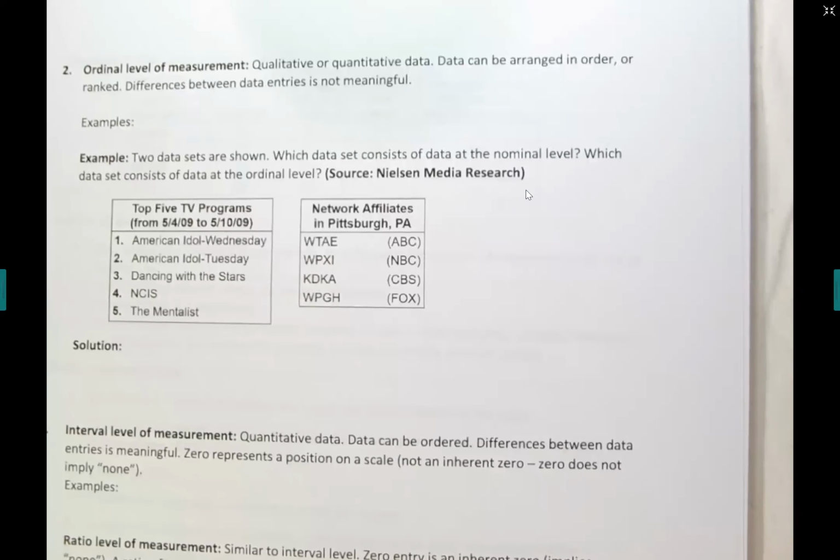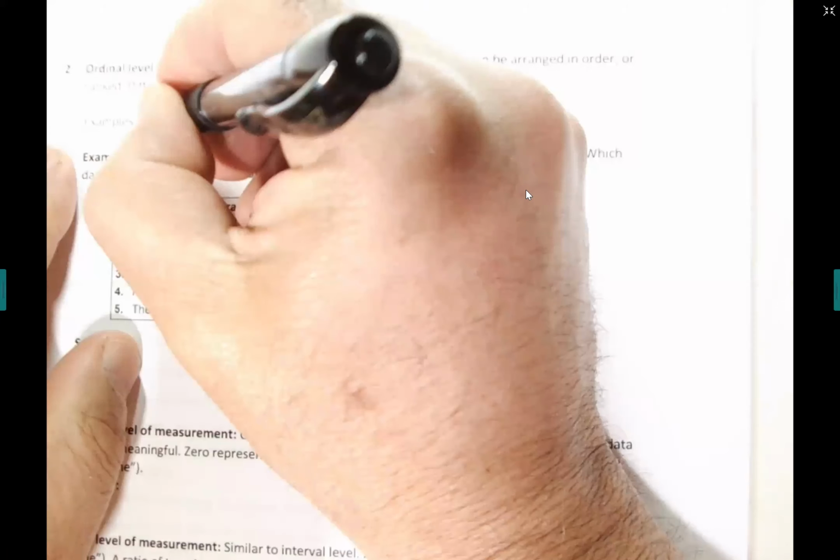Ordinal level of measurement. It's mostly qualitative, but it can be quantitative at times. Data can be arranged in order or ranked. The difference between data entries is not meaningful. So you cannot have 2 values and subtract them. There is no meaning in that. Can you think of something, guys? Can you give me some qualitative data examples where we can rank them? What about your social class? If you're middle class, rich, or poor? Okay. Yeah, if that's your interpretation, yes.